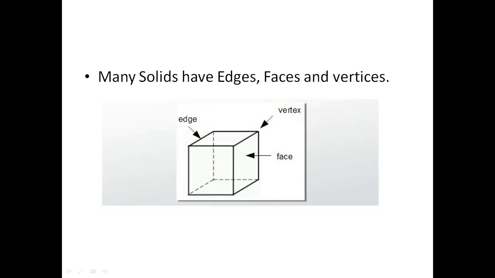Many solids have edges, faces, and vertices. What do we mean by those three words? Here's the edge. This is an edge. Okay? And then there is a face, and then there is a vertex. Now the word vertices is the plural form of vertex. Vertex is only one vertex, singular form, okay? But vertices is plural.